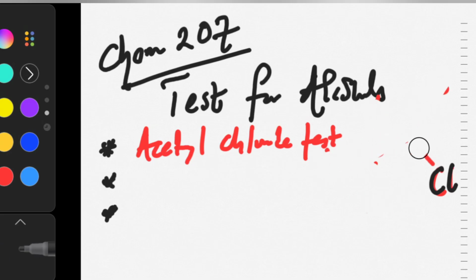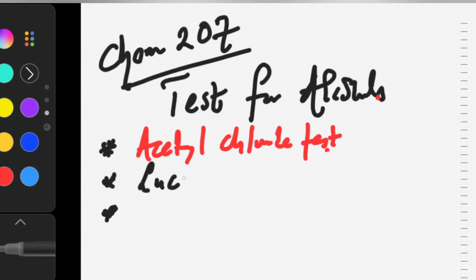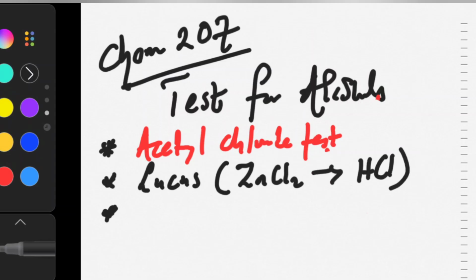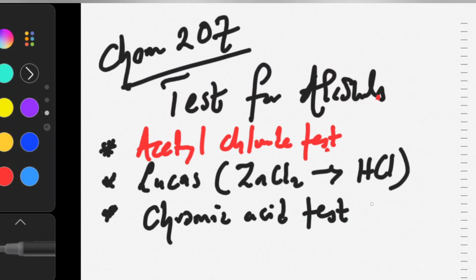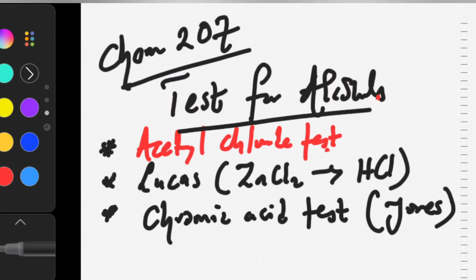Then we have the Lucas test, where we made use of the Lucas reagent. Lucas reagent is zinc chloride in HCl. Then we also have the chromic acid test, or we call it the Jones oxidation test. So these are the basic tests used in the test for alcohols.